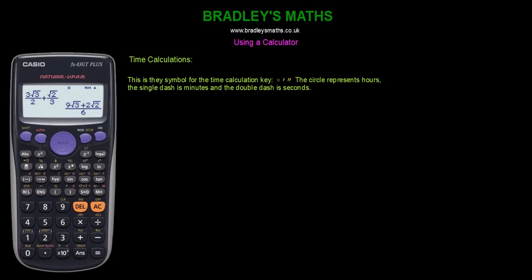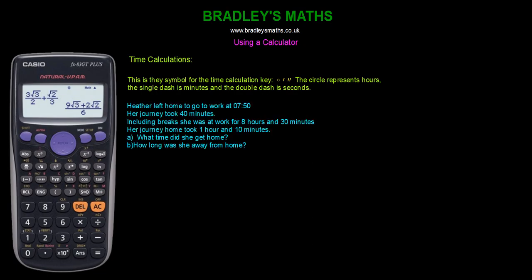So we're going to start working through this by having an example. It's quite a long example, but I'm sure you'll be able to follow it. Heather left home to go to work at 07:50. Her journey took 40 minutes. Can I just point out 40 minutes is 0 hours and 40 minutes. Including breaks, she was at work for 8 hours and 30 minutes. Her journey home took 1 hour and 10 minutes. A, what time did she get home? And B, how long was she away from home?